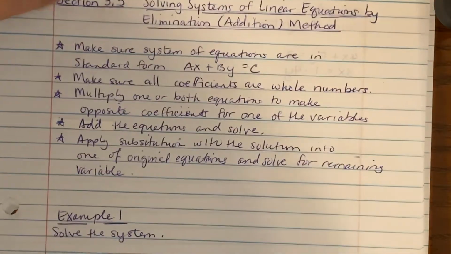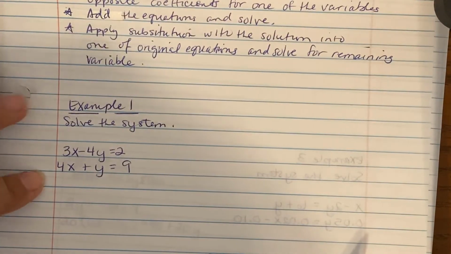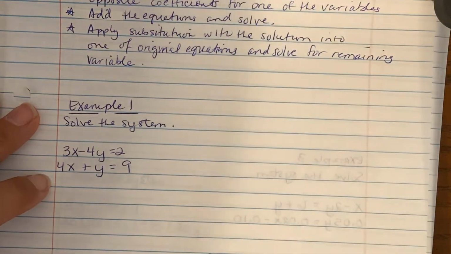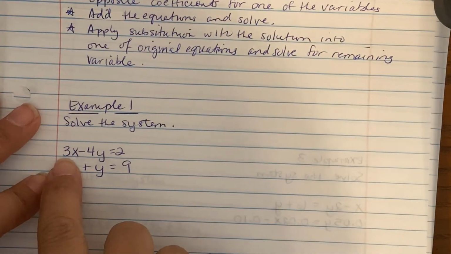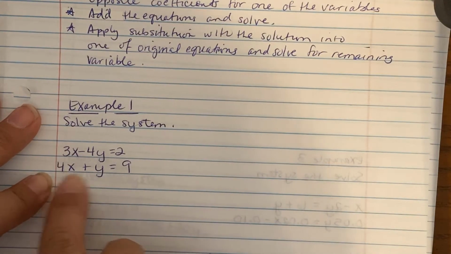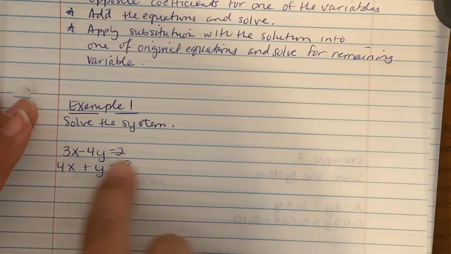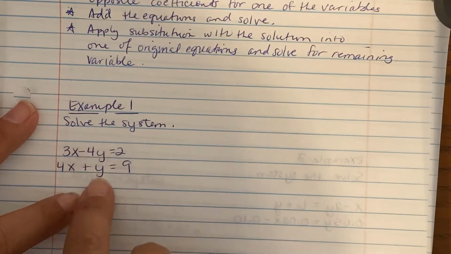So when we look at example 1, we have 3x minus 4y equal 2 and 4x plus y equal 9. You want to look for a plus minus situation. When I look at the 3 and 4, they're not plus minus, they're both positive. Negative 4y and positive y are a negative and positive situation. So if I multiply the second equation by 4, I can eliminate my y's.